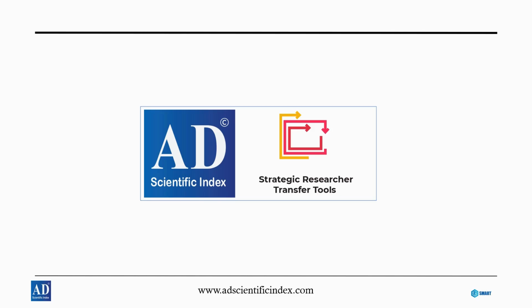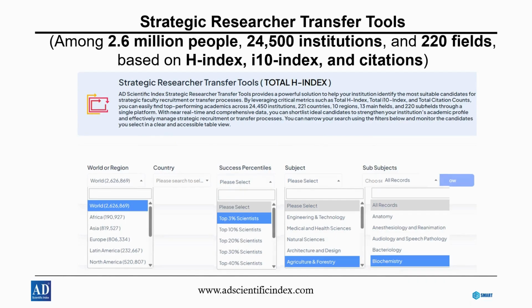Introducing the AD Scientific Index's strategic researcher transfer tools, designed to help institutions make data-driven decisions about researcher mobility, recruitment, and strategic placement. These tools provide insights that support smarter academic planning and stronger institutional development.